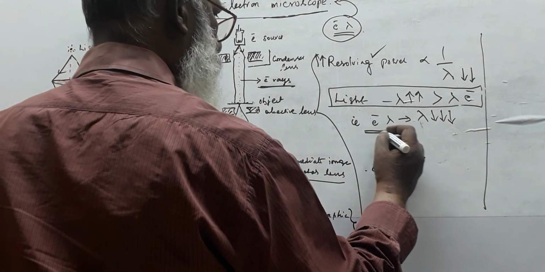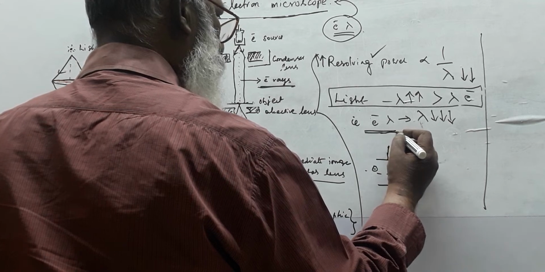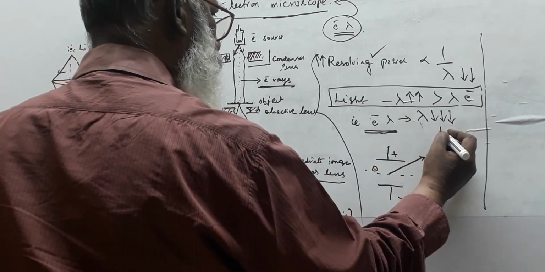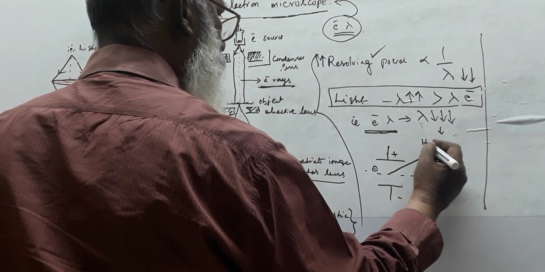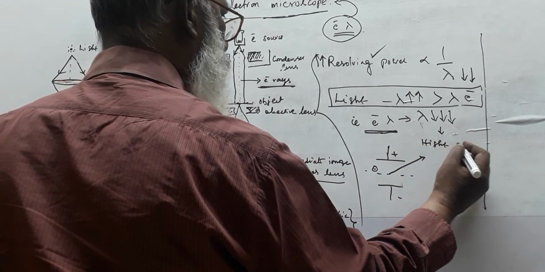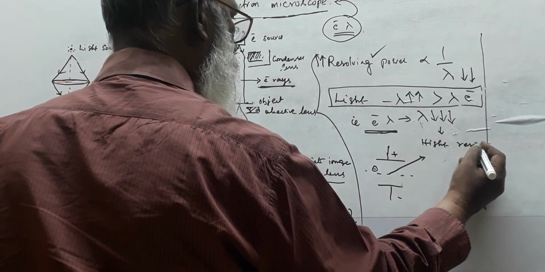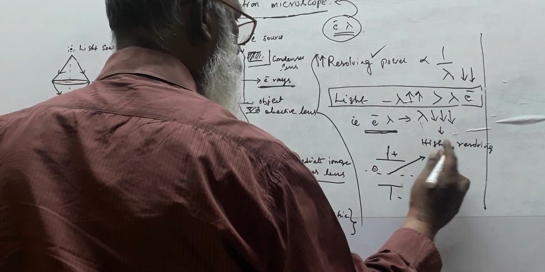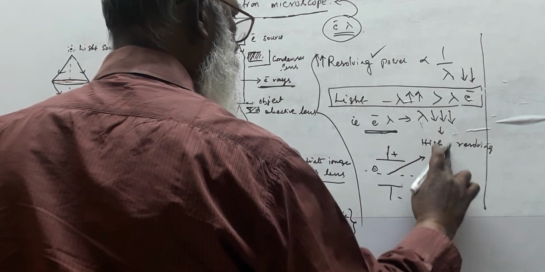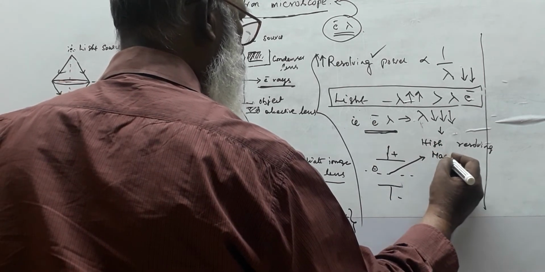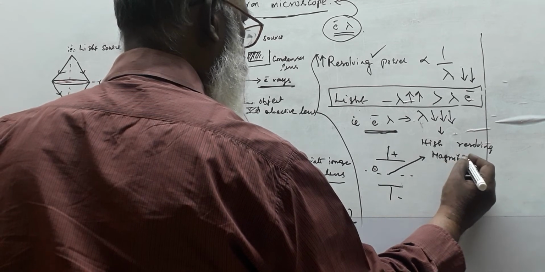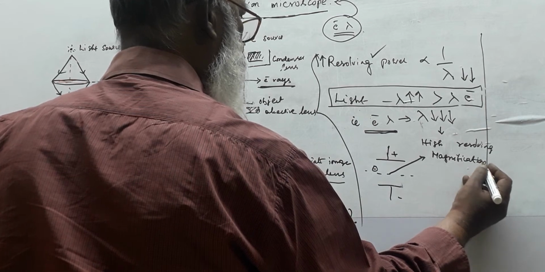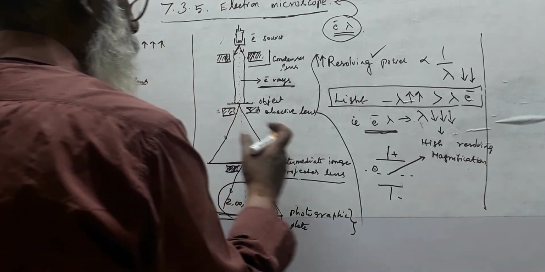Here we are utilizing matter waves, or electron rays, of very small wavelength, so we get high resolving power as well as high magnification. That's a very important concept to understand this electron microscope.